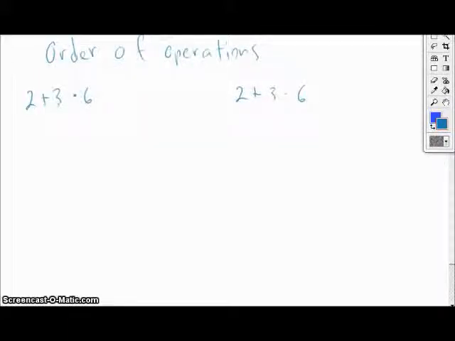Okay, so I want to look at some order of operations problems. And first, for example, we have this problem, which is the same problem written twice. I'm going to do it in two different orders. We got 2 plus 3 times 6. I could do this problem in two different ways. I could add the two numbers first, then multiply, or multiply, then add the two numbers.